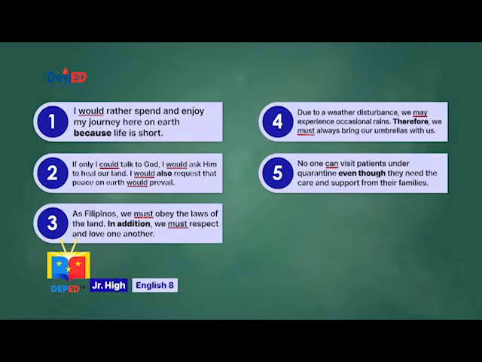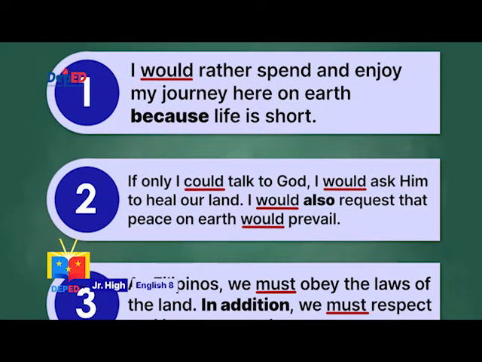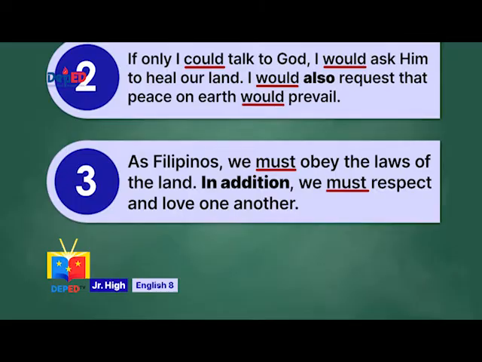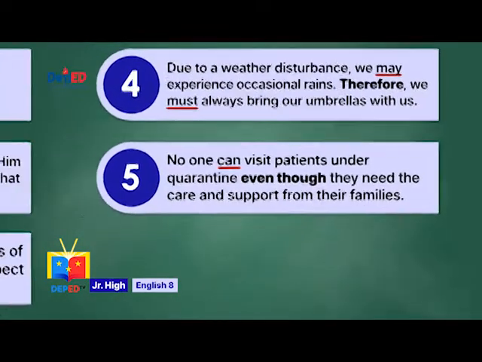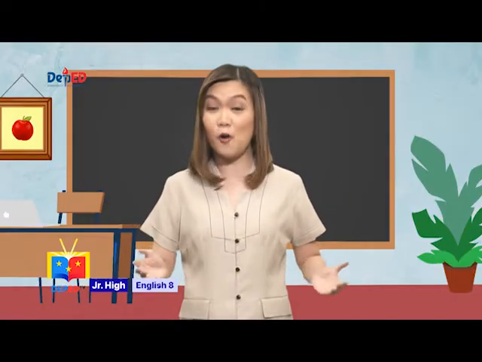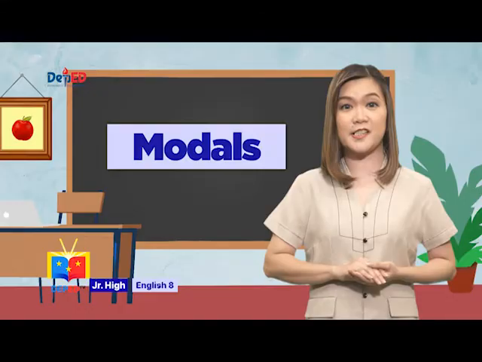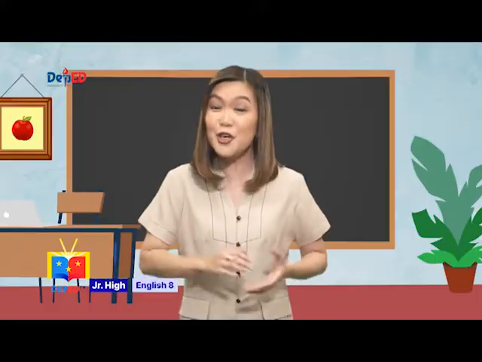What do we call those underlined words again? What do they express? You're absolutely right. The underlined words are called modals. These modals express different uses, giving preferences, stating probability, expressing obligation, indicating possibility, giving prohibition, asking permission, seeking advice, showing ability, making a request, demonstrating willingness, and manifesting a lack of necessity. You sure have a good memory.